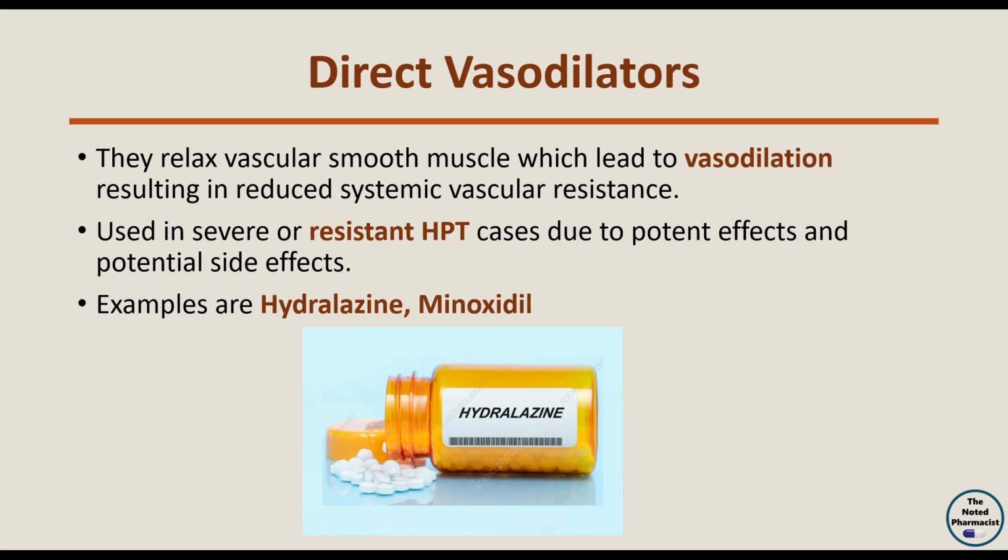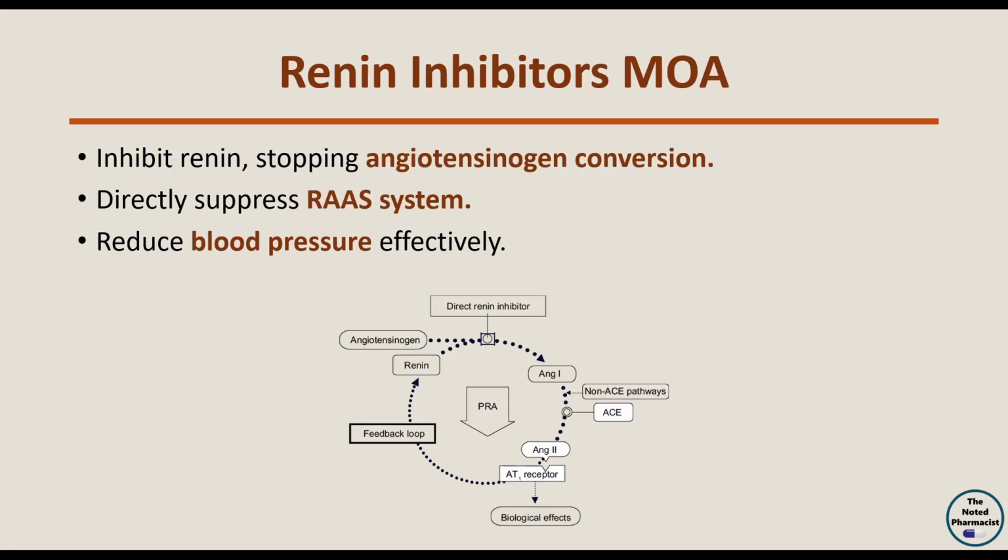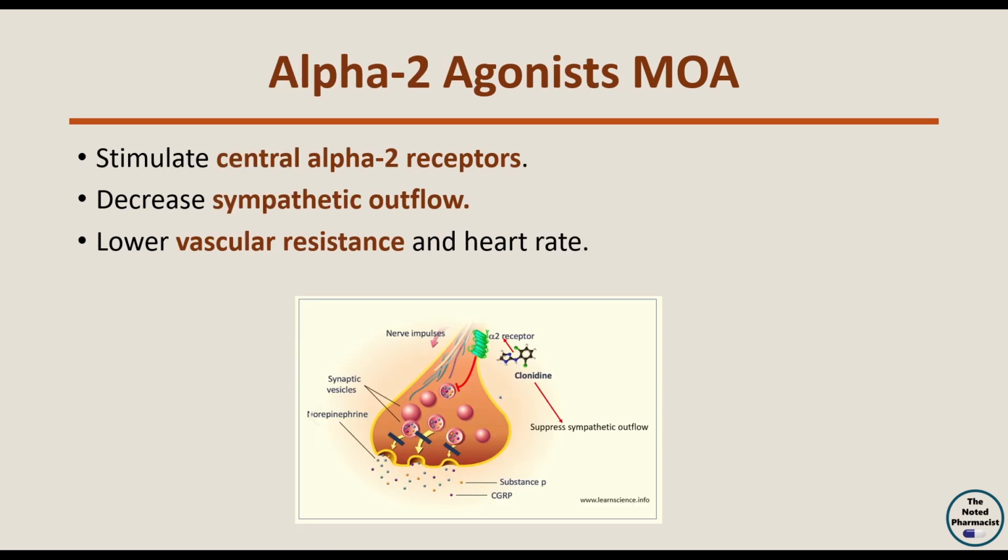Examples include hydralazine, often used in combination with other agents, and minoxidil, which is highly effective but associated with significant adverse effects like hypertrichosis. Direct renin inhibitors, such as aliskiren, inhibit the activity of renin, the enzyme responsible for converting angiotensinogen to angiotensin I. This directly suppresses the RAAS and reduces blood pressure. Central alpha-2 agonists stimulate alpha-2 adrenergic receptors in the brainstem, reducing sympathetic outflow. This leads to decreased peripheral vascular resistance and heart rate, effectively lowering blood pressure.